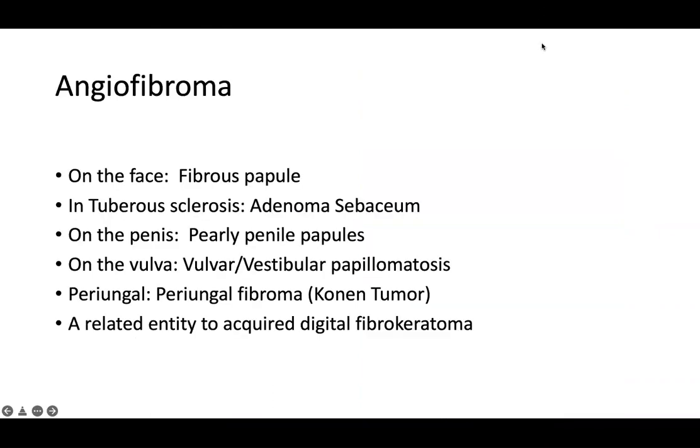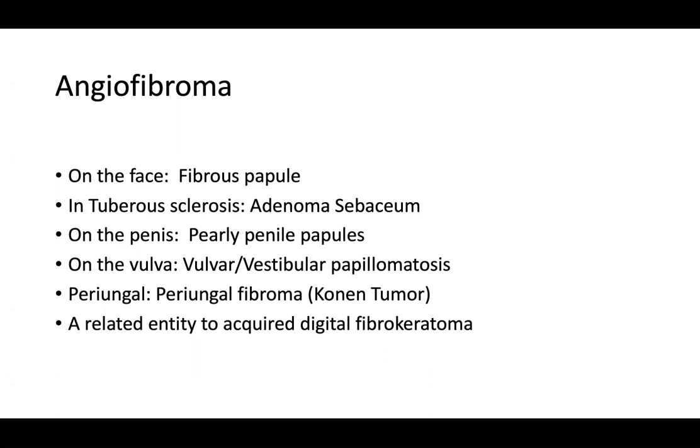Moving on to angiofibroma. Angiofibromas on the face are known as fibrous papules. In tuberous sclerosis, they're known as adenoma sebaceum. On the penis, they're known as pearly penile papules. On the vulva, they are known as vulvar or vestibular papillomatosis. If you have them in a periungual area, they are known as Koenen tumors. You can often see those Koenen tumors as well in tuberous sclerosis.